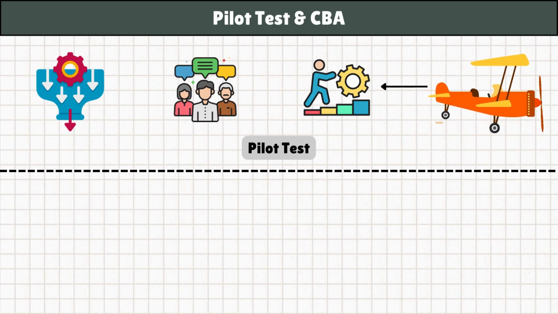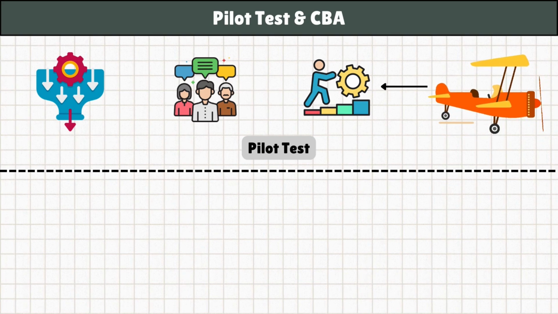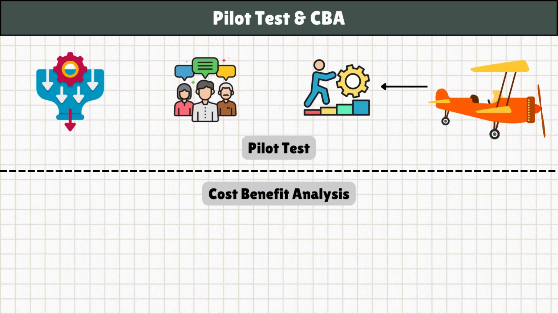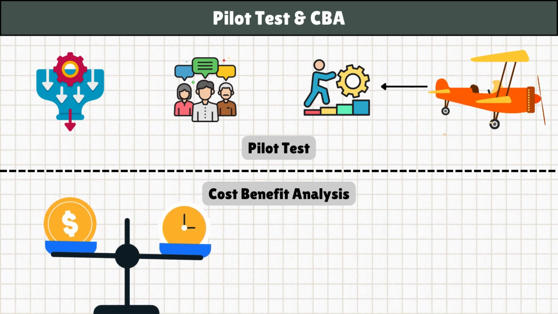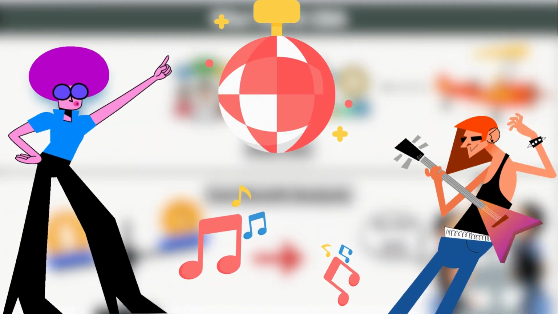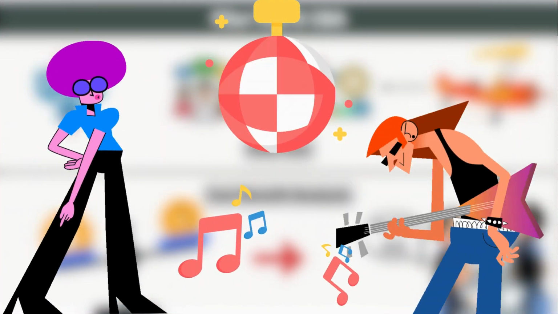Finally, before implementing our solutions organization-wide, we need management buy-in. For that, we conduct a cost-benefit analysis. This ensures that our solutions are financially viable and deliver real improvements. With that, we have successfully completed the improve phase of our Six Sigma project.